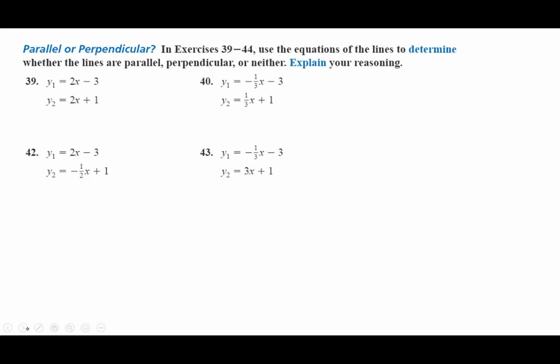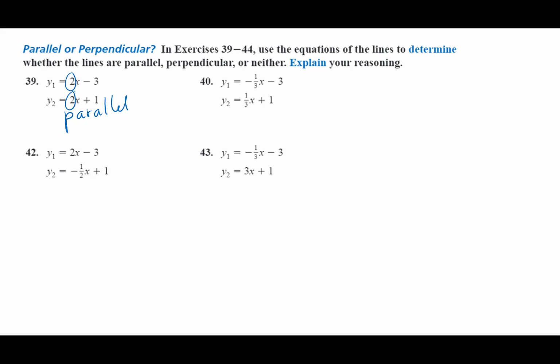Okay, take a look at these examples. It says use the equations of the lines to determine whether the lines are parallel, perpendicular, or neither. Each one of these is already in the format of y equals mx plus b, which is the slope-intercept form. And so what we're going to do for each of these is just look at the slopes and determine if the lines are parallel, perpendicular, or neither. 39, line 1 has a slope of positive 2. Line 2 has a slope of positive 2. So without even graphing these, we know that these two lines are parallel because the slopes are equal.